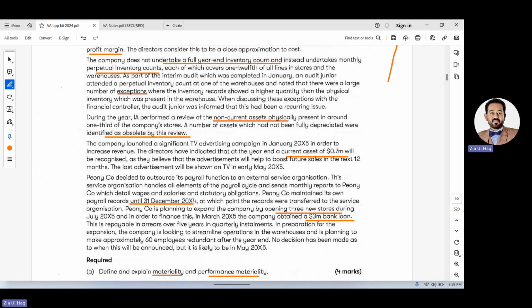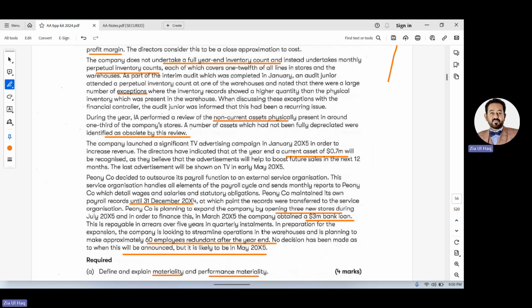In preparation for the expansion, the company is looking to streamline operations in the warehouse and is planning to make approximately 60 employees redundant. No decision has been made as to when this will be announced, but it is likely to be in May 20x5. So there should be a redundancy provision under IAS 37. If no provision is recorded, expenses and liabilities could be understated and profit overstated.